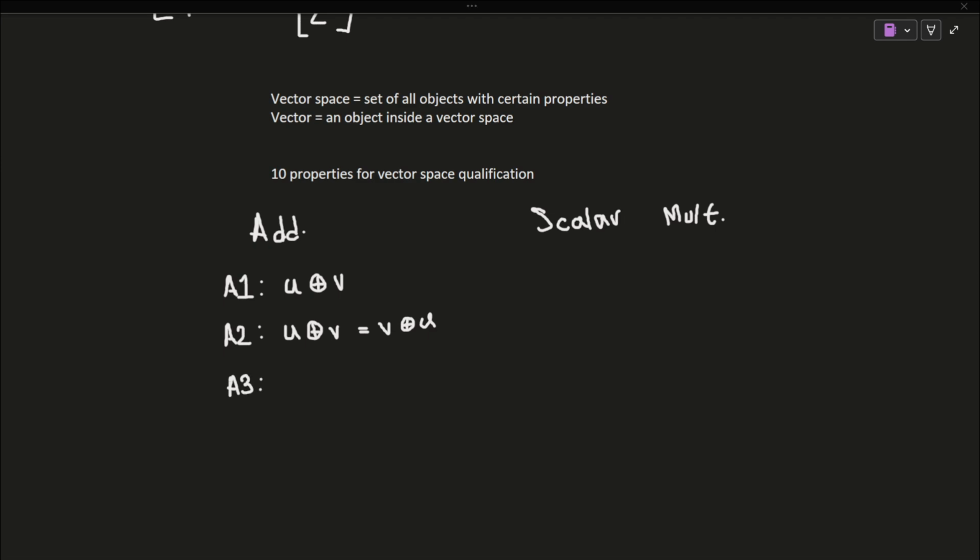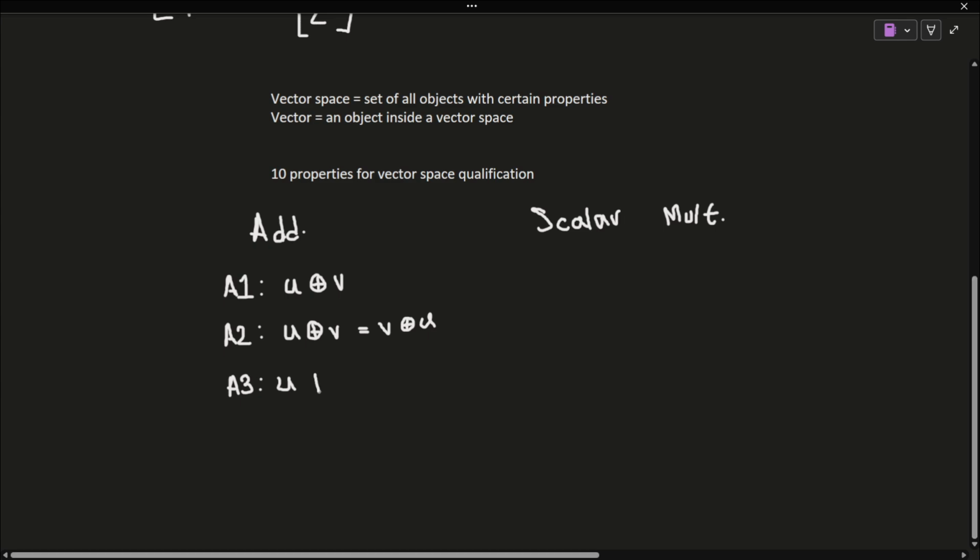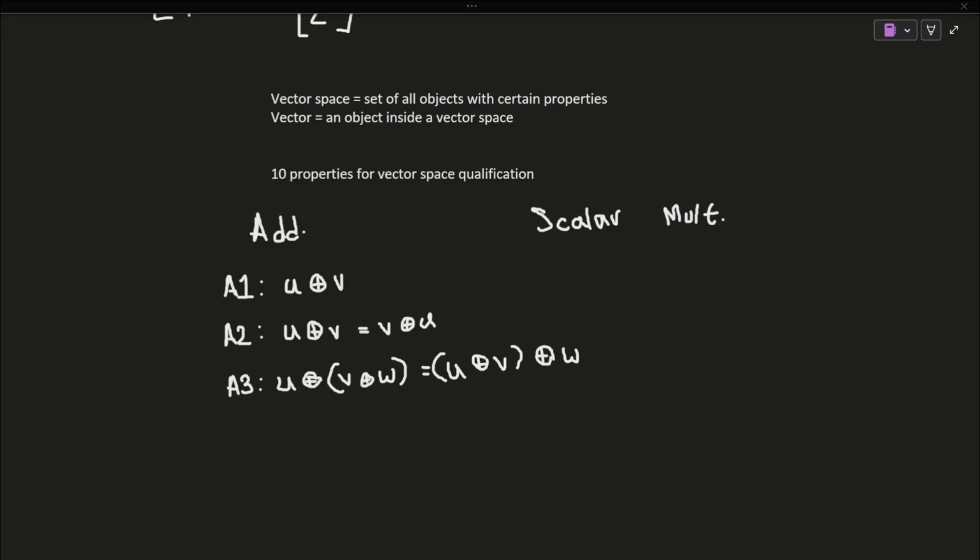And then A3. So this is associative. So if you have three vectors u, v, w that belong to our vector space, then you can associate them in any way. So this just ensures the associativity of vectors inside your vector space. So you could do something like this. And this would have to be equal.